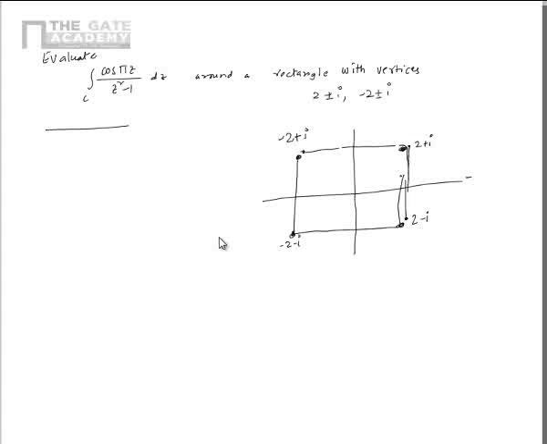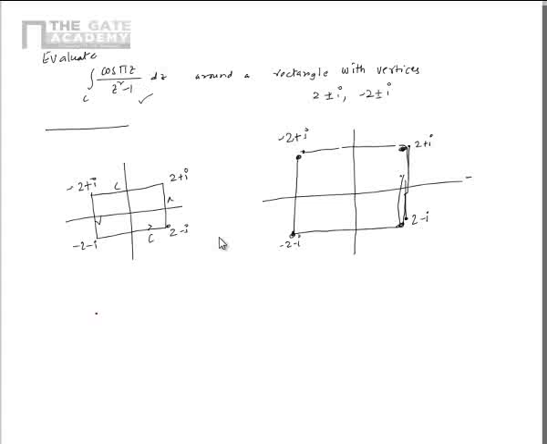So this is a straight line. Okay, so basically just to redraw it, the curve is something like this. Where this is 2 minus i, this is 2 plus i, this is minus 2 plus i, and this is minus 2 minus i. So this is a closed curve, and you have to evaluate the integral along this closed curve.